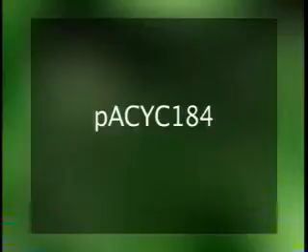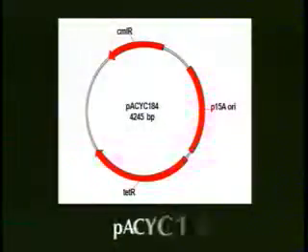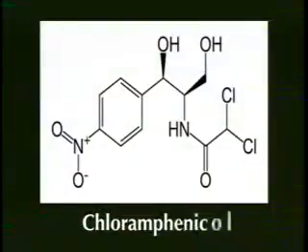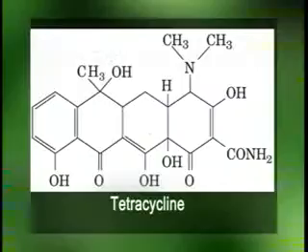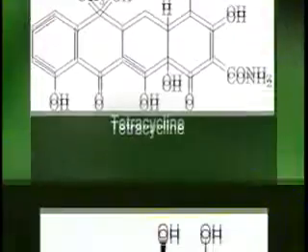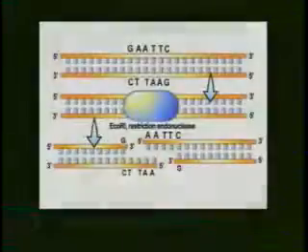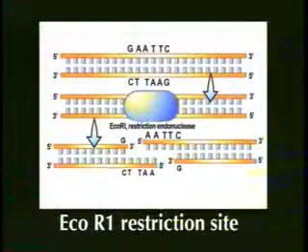Now, number 2, vector pACYC184. This is a small 4 kb cloning vector developed from the naturally occurring plasmid p15A. It contains the genes for resistance to chloramphenicol and tetracycline. The chloramphenicol gene has a unique EcoRI restriction site, and the tetracycline gene has a number of restriction sites, as mentioned in pBR322.